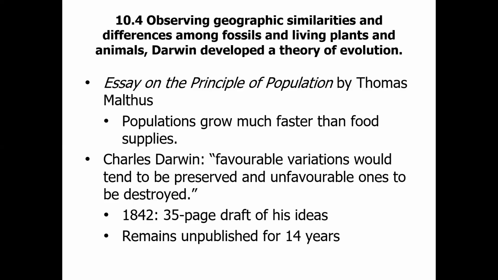So Charles Darwin writes up this draft in 1842. It's a 35-page draft of all of his ideas. And for whatever reason, he shelves it. He puts it in a desk drawer and he doesn't look at it again. We're not really sure why he did this, but he doesn't publish it immediately. And it stays in that drawer for years and years and years.